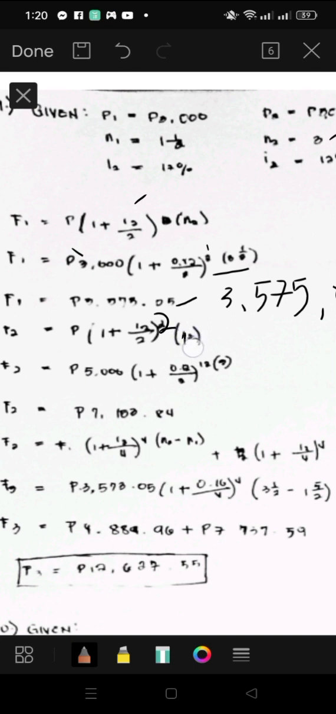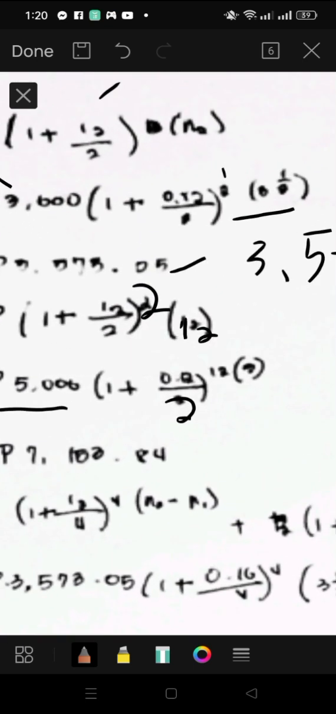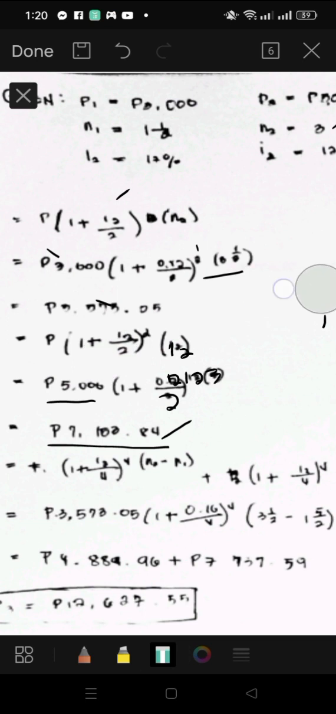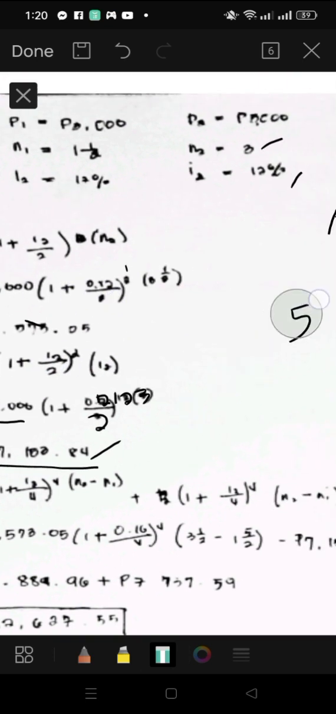So F2 is equal to P, quantity of 1 plus 0.12 over 12 raised to the power of 12 times 3. Substitute the given values: 5,000 times quantity 1 plus 0.12 over 12 raised to the power of 12 times 3. So the answer is F2 equal to 7,153.84. Then finding F3, the future amount at 3.5 years.